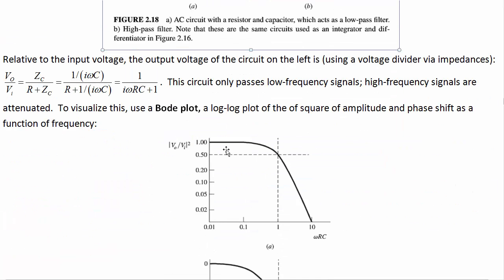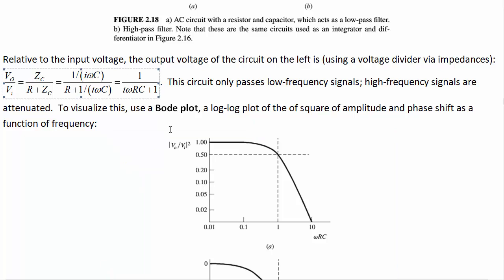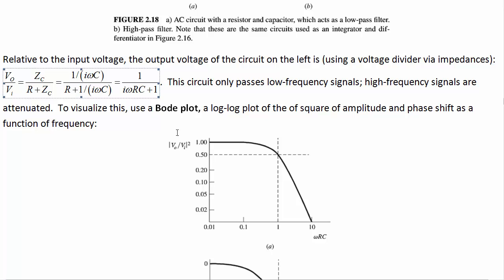We can plot that by looking at the square of the amplitude of this transfer function, which would be this. So looking at the square magnitude, it scales with 1 for low frequencies, and then as omega RC equals 1, we're attenuating to half of the original power. Then it keeps decreasing further on from there.